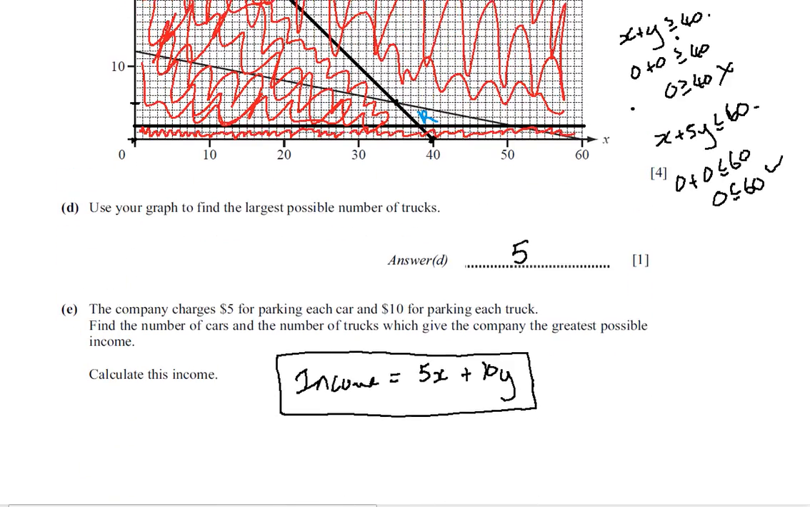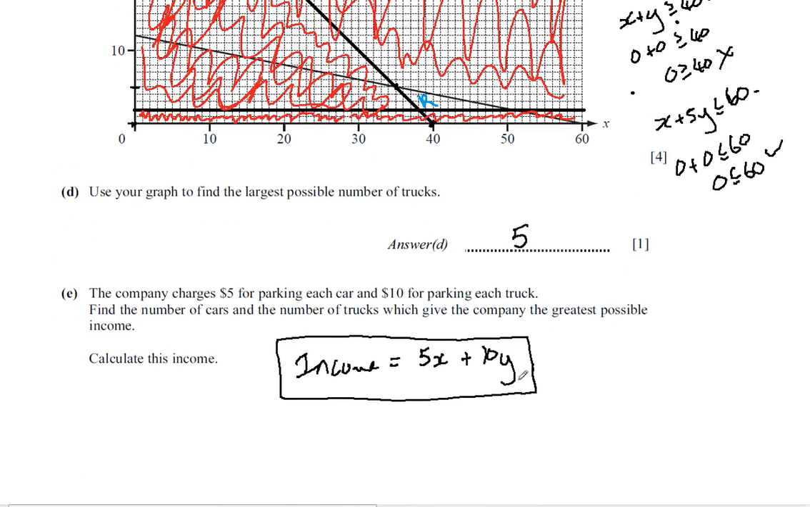Now the solution to the equation that we've drawn up will always be on the vertices of our region. A triangle has 3 corners, or vertices. Taking the coordinates of these points and substituting into this equation, we'll find out what the income is. For example, this point over here is 38 and 2, so it's 38 cars and 2 trucks. Let's sub it in: 5 times 38 plus 10 times 2.